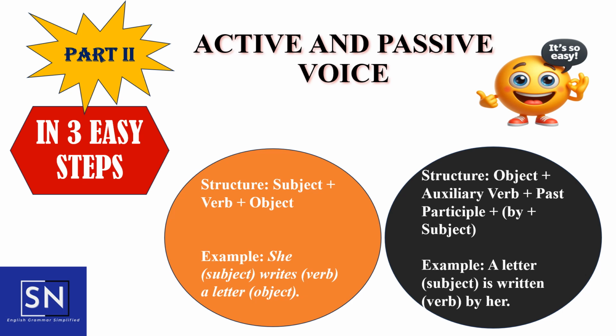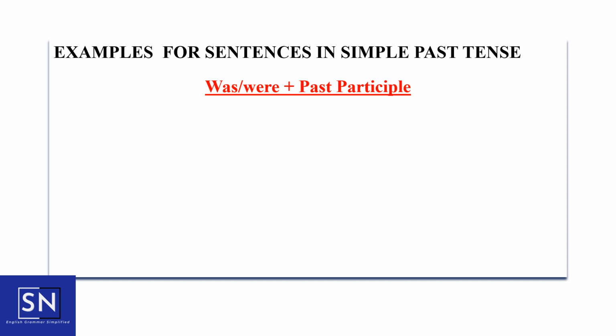So hope you remembered all these rules. Let's discuss some more examples with other tenses. Here, examples for sentences in simple past tense. We have already discussed present tense in the part 1 video. Now we are going to discuss the examples with simple past tense. So here the formula is was, were plus past participle. Let's see one example here.